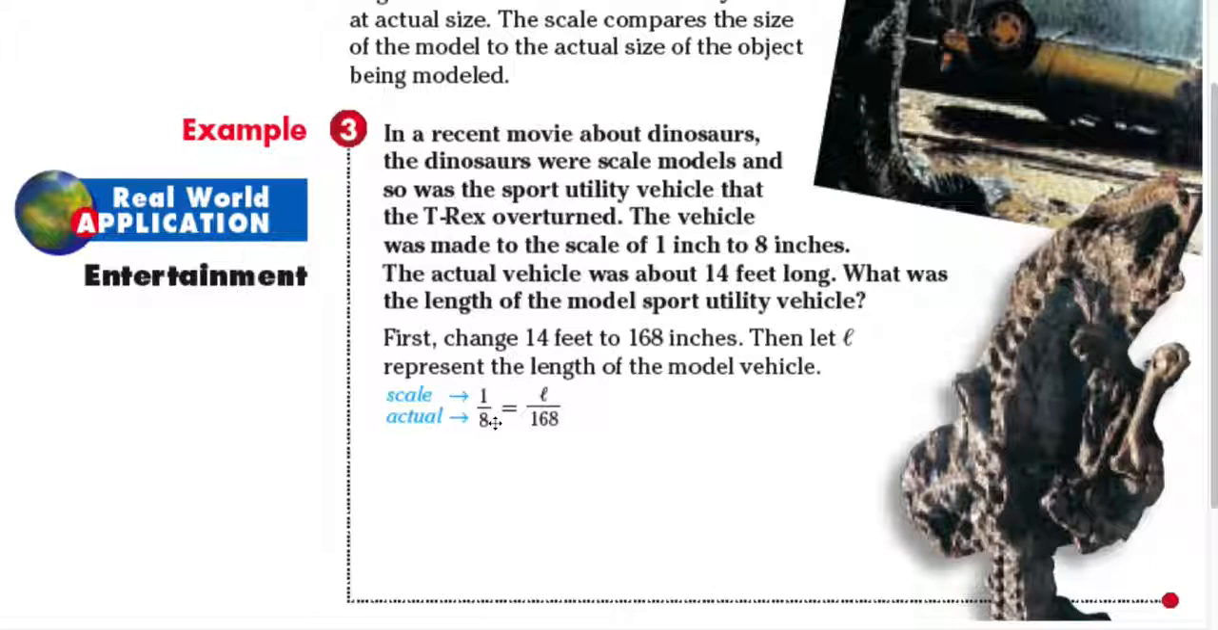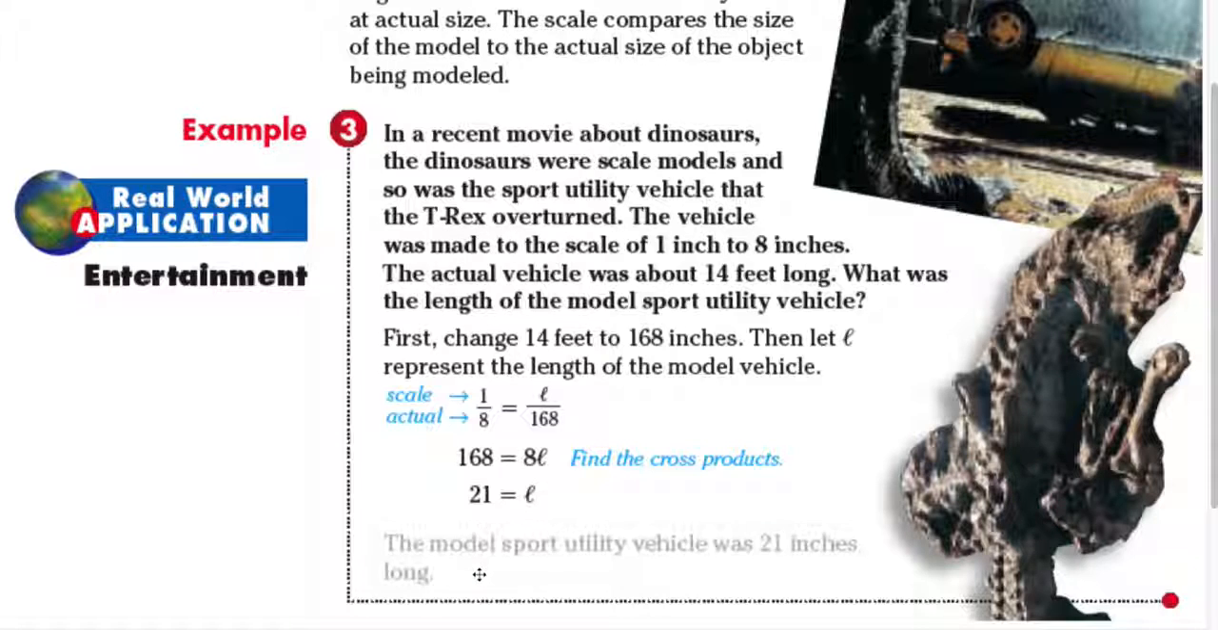This is how we set up our problem, and in order to solve this, we use cross products. So we do 1 times 168, which will give us 168, and 8 times L, which will give us 8L. And then simply solve for the variable L by dividing both sides by 8. We end up with L equals 21.